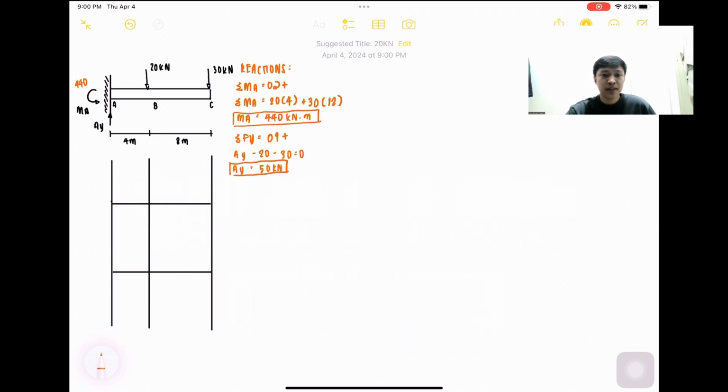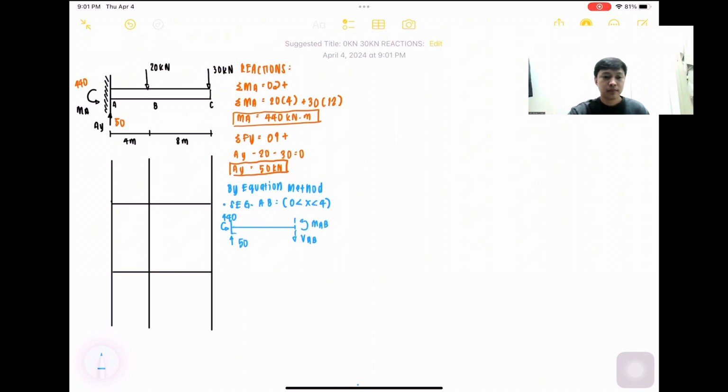After getting the directions of moment at A and segment AY, the next step is we need to cut the segment of the beam into two parts, which is the segment AB and segment BC, and get the equations of the segments. At segment AB, the values of the forces are 50 kN meter, which is the value of AY, then the value of our moment at A is 440 kN meter, and our shear moment at AB will go downward. Summation Fy is equal to 0 upward positive. 50, which is the value of our AY minus shear moment at AB, is equal to 0, then our value of shear and moment at AB is equal to 50 kN meter.